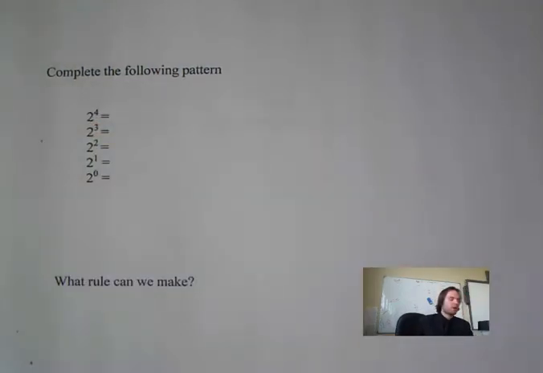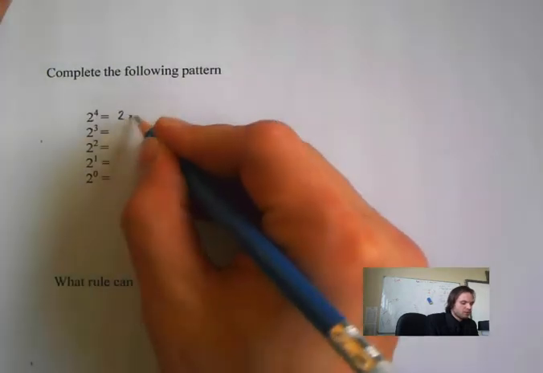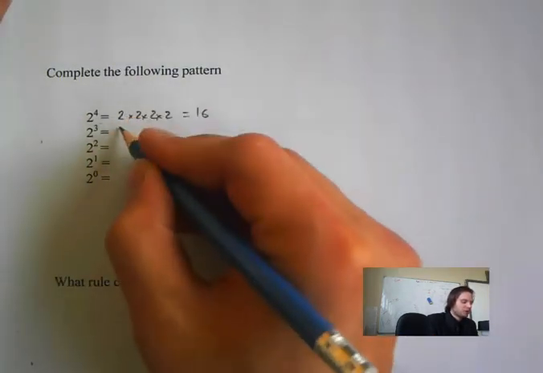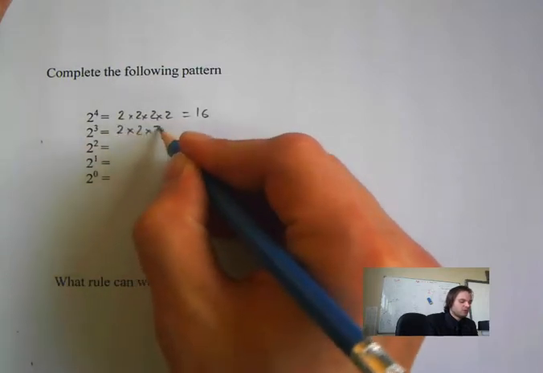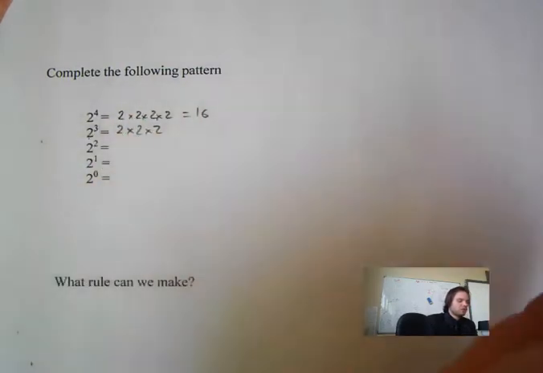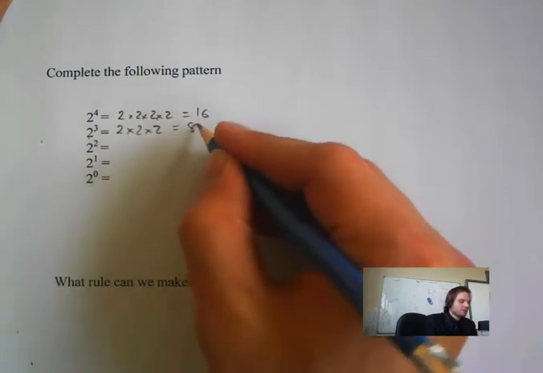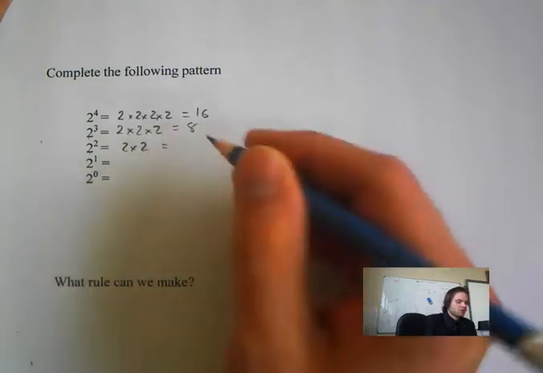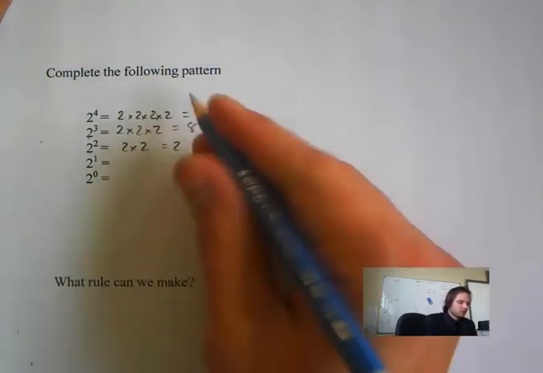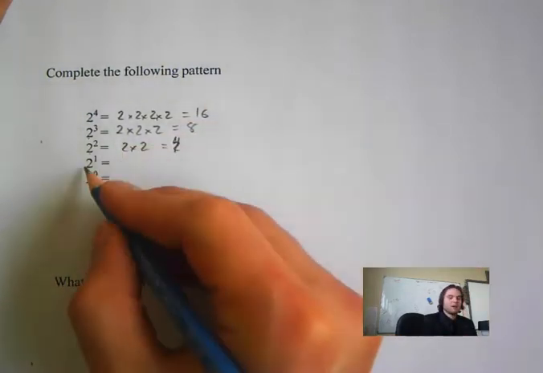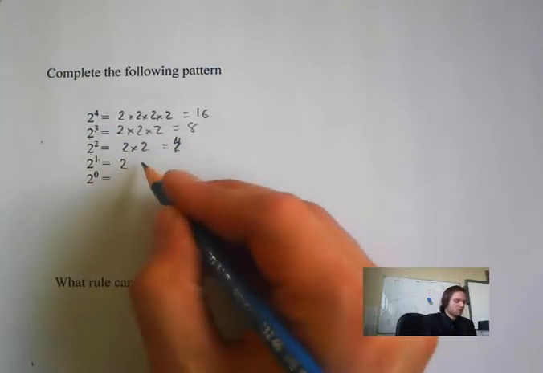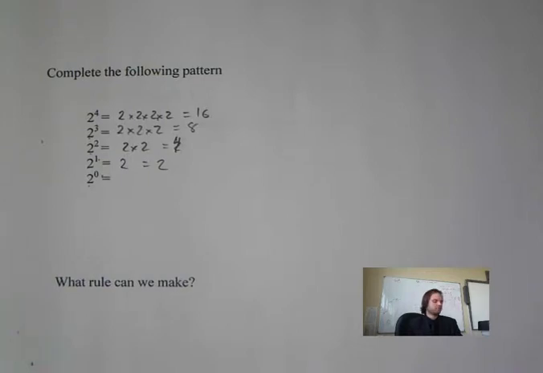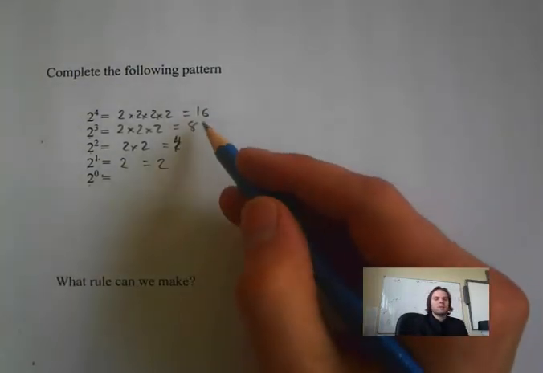Let's take a look at this next one here. We have 2 to the power of 4. Well, that's equal to 2 times 2 times 2 times 2, which is the same as 16. The next one is 2 times 2 times 2, base 2, exponent 3, which gives me 8. Now we have base 2, exponent 2, which is 2 times 2, which gives me 4. And my last one is base 2, exponent 1, which is 2, which is equal to 2. Now base 2, exponent 0, what does that equal to? I look at this. What's my pattern happening here?